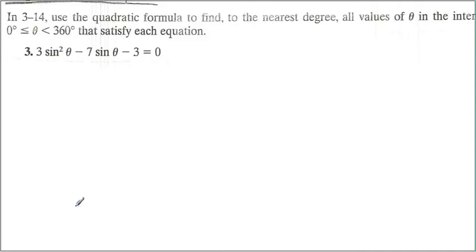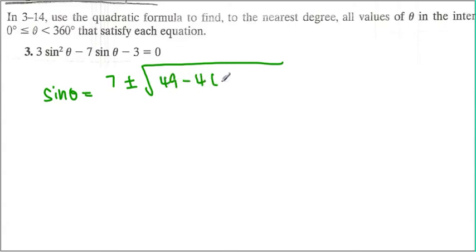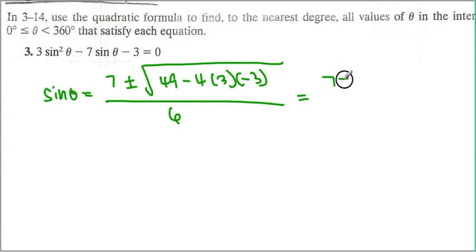Alright, they want us to use the quadratic formula to find the nearest degree. So let's look into this one. Since this is not factorable, sine theta will be equal to 7 plus or minus, we are using the quadratic formula here, and then negative 7 squared becomes 49, minus 4 times a, which is 3, and c becomes negative 3, all over 6, 2 times a. Then here we end up having 7 plus or minus the square root of this has to be addition, so this becomes 9 times 4 becomes 36. 36 plus 49 becomes 85 over 6.